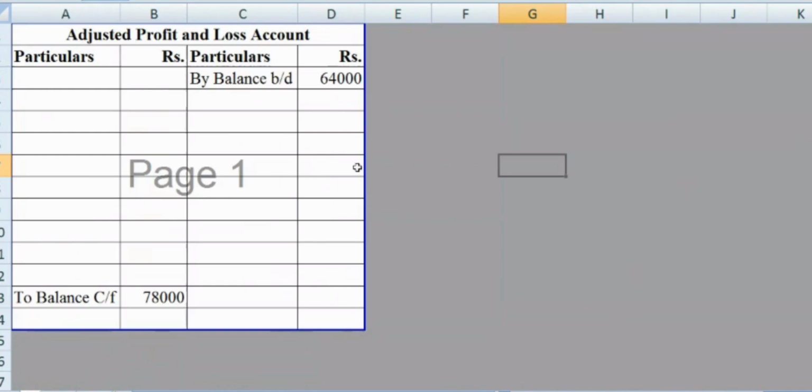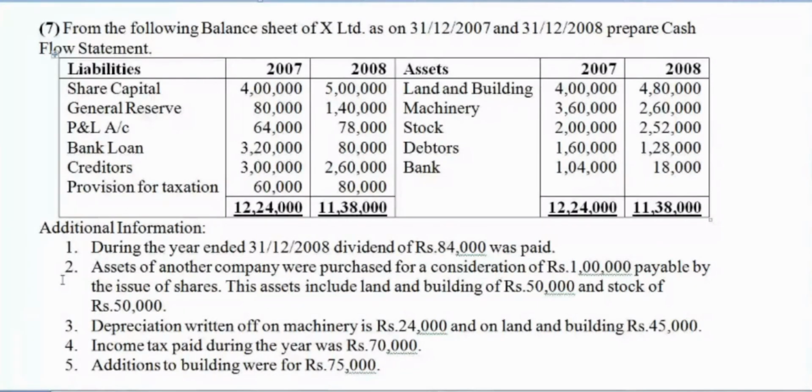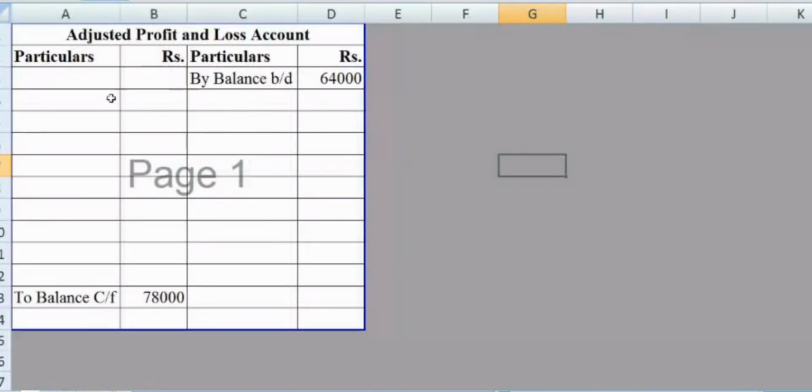Yes, this is the first step, you know that. And then, according to the requirement, we prepare the necessary accounts. Next is, during the year, dividend of rupees 84,000 was paid, and no balance of dividend account is given in the balance sheet. What it indicates is that dividend was declared and paid during the year.